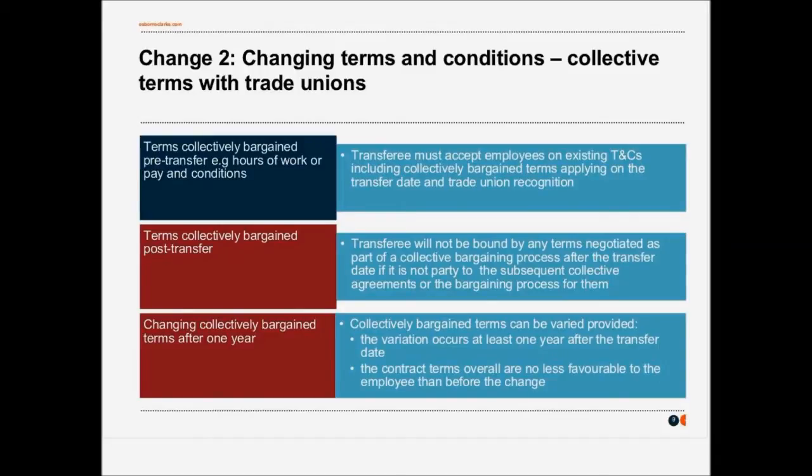Now, the rules before the 31st of January were that the incoming employer, the transferee, must accept the employees on their existing terms and conditions, including any collectively bargained terms applying on the transfer date. So if there are terms in the collective agreement which have been negotiated between the union and the employer or a group of employers, those terms would transfer across. And also the new employer would have to recognise the trade union that had bargained those terms. So if you didn't recognise trade unions before and you were the incoming employer, you would have to recognise the trade union.